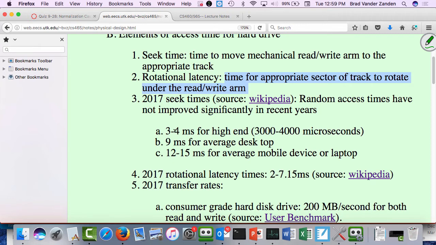So for high-end enterprise grade disks, it's 3 to 4 milliseconds seek time to get your read-write arms to the correct track. For your average desktop device, it's 9 milliseconds. For your average mobile device, it's 12 to 15 milliseconds. Sorry, I said laptop. That's a mobile device, 12 to 15 milliseconds. For a desktop computer, it's 9 milliseconds. So when you get untethered, it's even slower. And actually, for CDs and DVDs, it's even slower. It's around 65 milliseconds. Really slow.